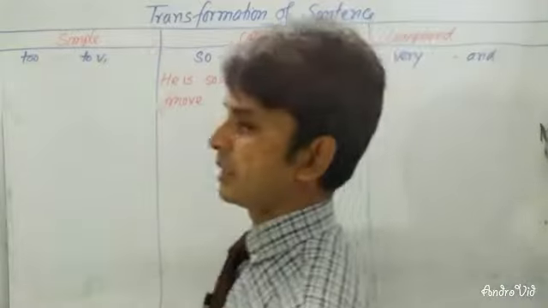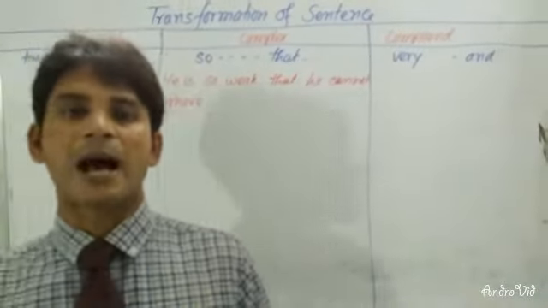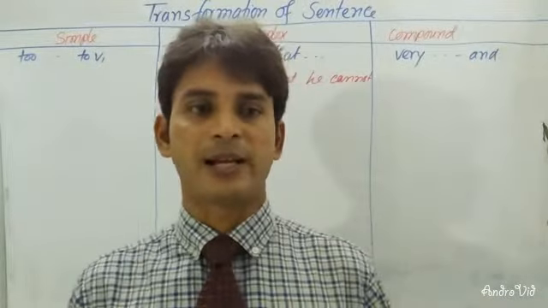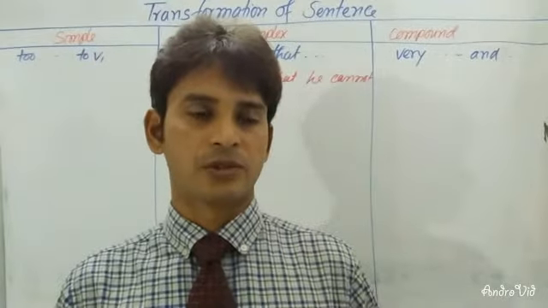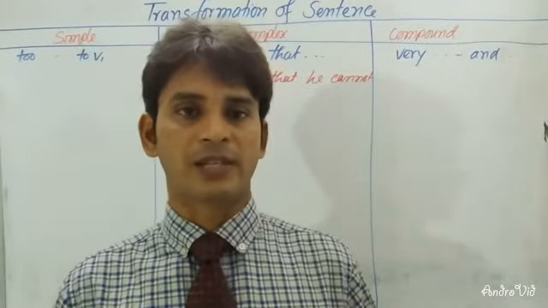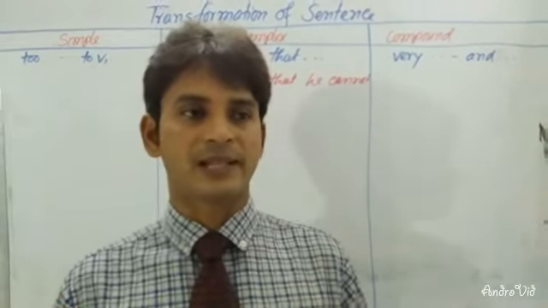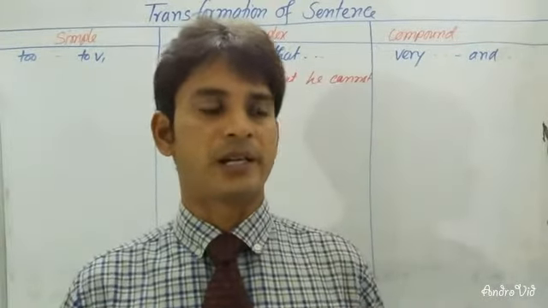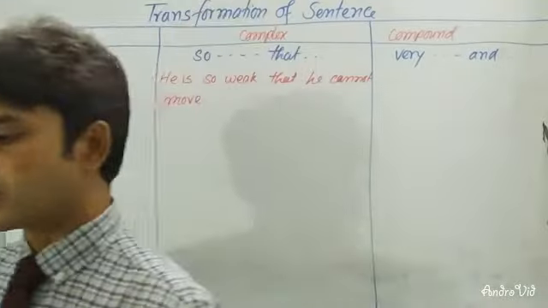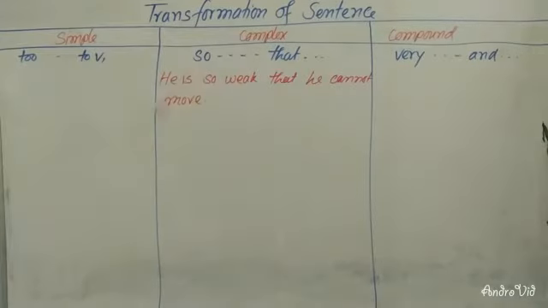Now at the time of changing into a simple sentence, you will have to use a phrase and a clause. You must have a single clause in a simple sentence. In a compound sentence, you must have two clauses using the coordinating conjunction "and". So I'm going to make you understand.